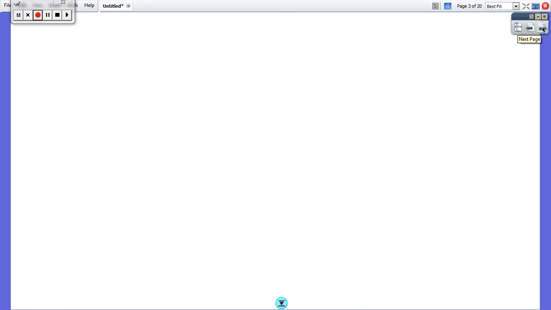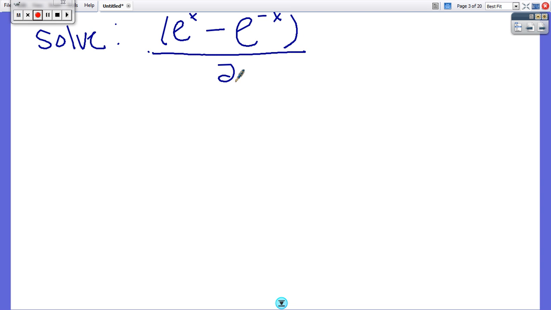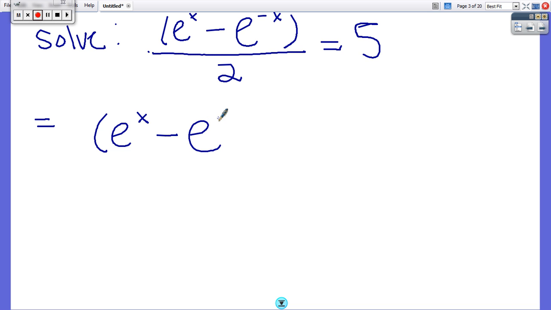Okay, in the next example, it's going to say solve this long equation: e to the x minus e to the negative x, divided by 2, is equal to 5. Well, we never like fractions, so we always want to get rid of the fraction. The first thing we're going to do is multiply both sides by 2. That means that I'm going to get e to the x minus e to the negative x equals 10.